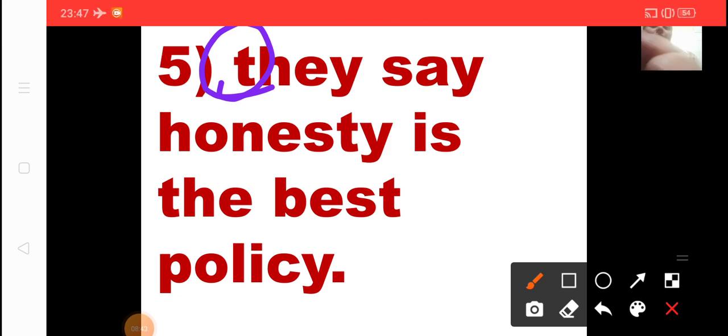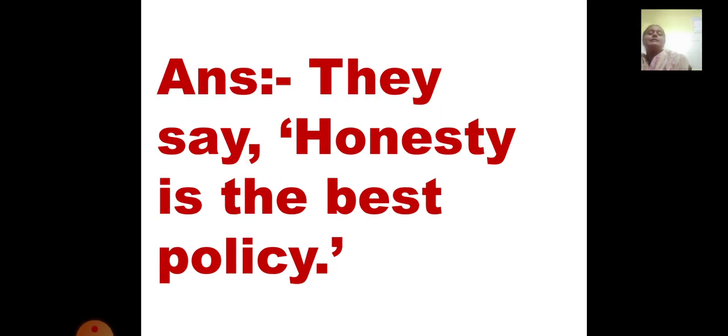They say, after say a comma will come. Okay, and this H will come capital with the open inverted comma, and again a close inverted comma at the end. So there are four punctuation marks in this sentence. Let us see the answer. See, like that. They say comma, open inverted comma, and the proverb, that is honesty is the best policy, in inverted commas. Okay, did you get it?